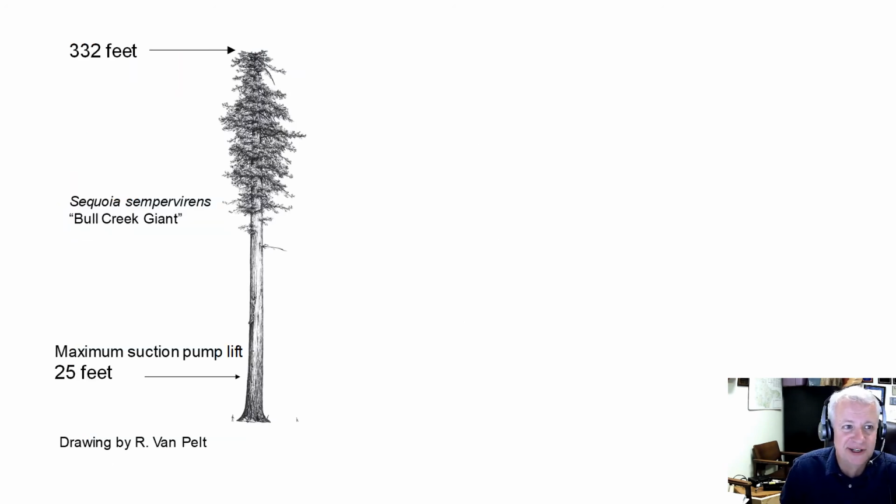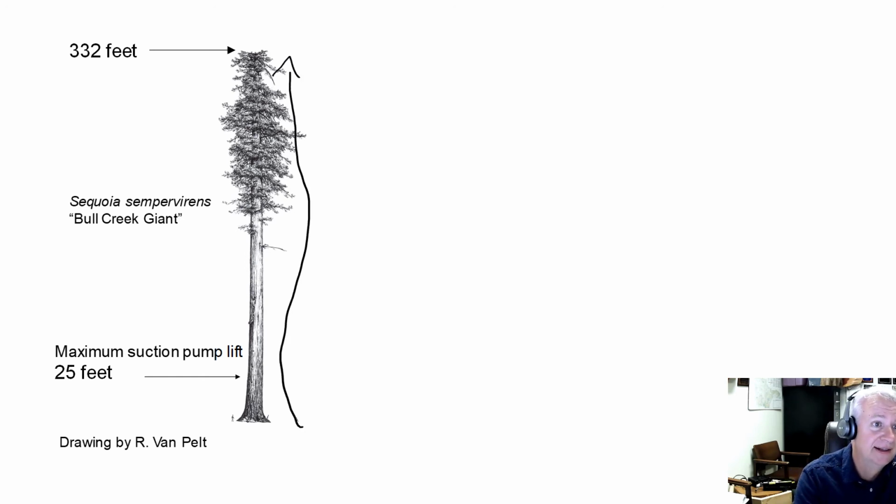So just to drive this home, let's think about a redwood tree. This is another great drawing by Robert Van Pelt of a coast redwood. This one's 332 feet tall, so it's more than 100 meters tall. We know that water is pulled up this tree all the way to the top. And in order for that to happen, water potentials in the xylem have to be negative.